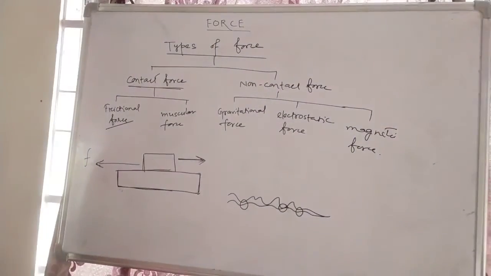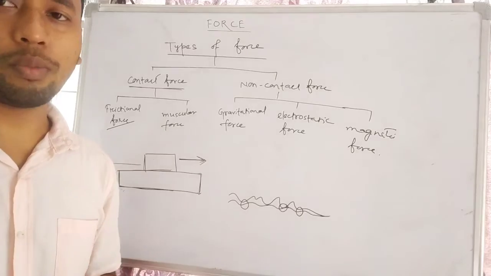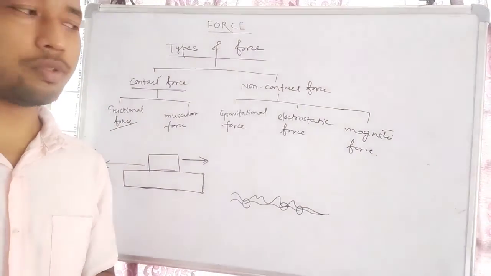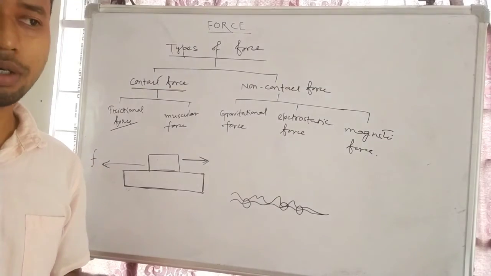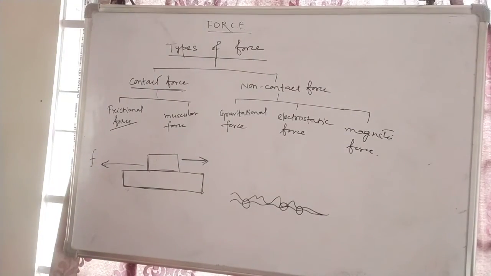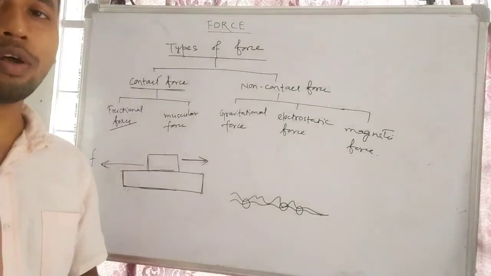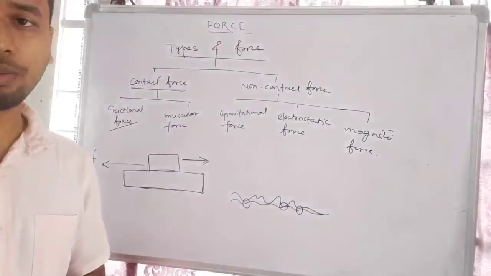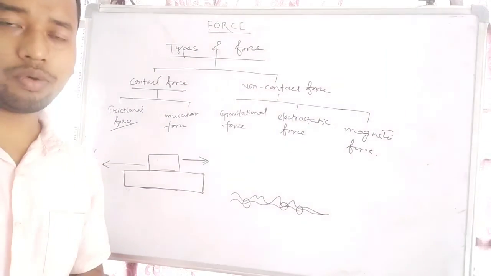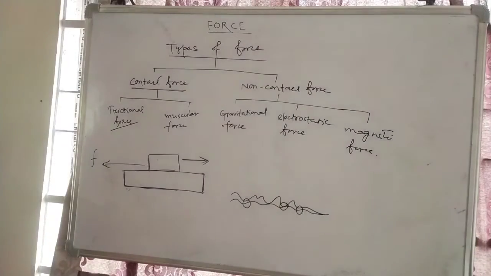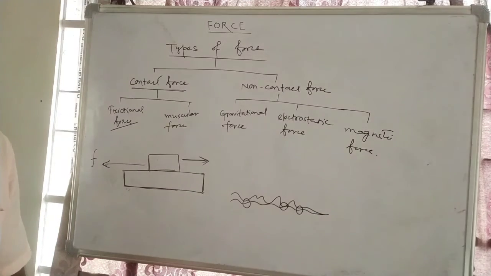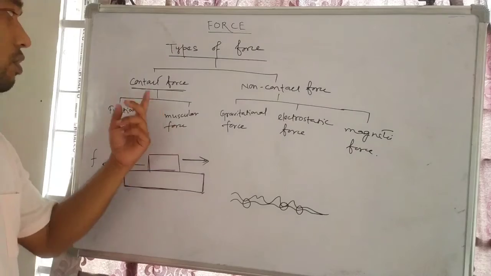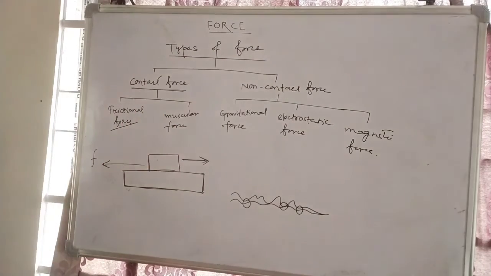Similarly, muscular force. Muscular force is the force applied by our muscles to lift an object, to push an object, or to pull an object. We are applying our muscular force. When we lift an object, we have to be in contact with the body. When we push it, we have to be in contact with the body. Similarly, in pulling also, we have to come in contact with the body, and that's why muscular force is a type of contact force.